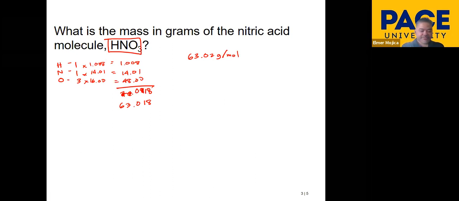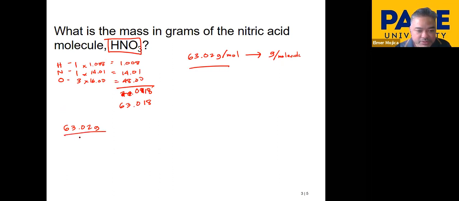Are we done here? The answer is no, because we need to get the grams per molecule. So you have the starting point here, and you need to go to that unit. So what's the pathway that we can get? You could say here 63.02 grams per 1 mole. Okay, and you need to go to this one.